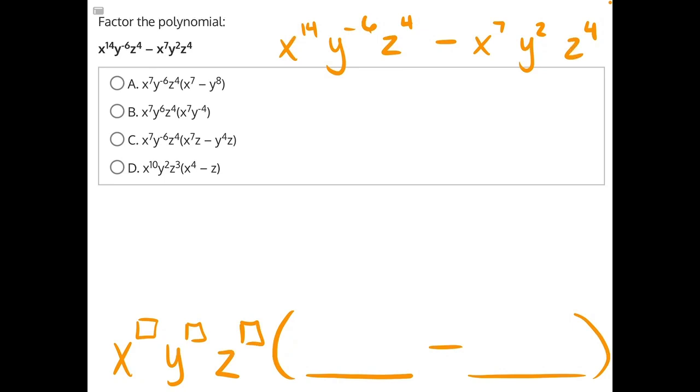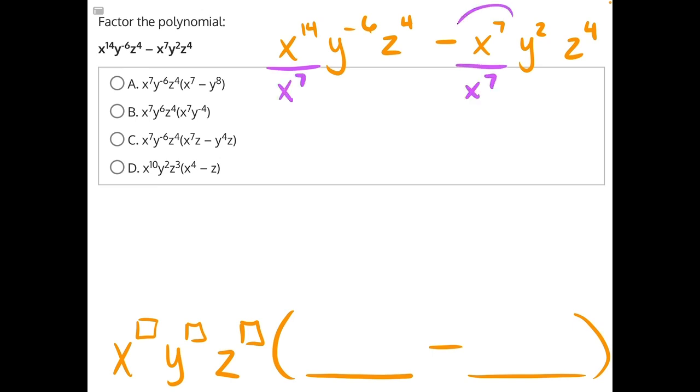To solve this question, we're going to need to find the greatest common factor between our x variables, our y variables, and our z variables, all of our like terms. Let's start with the x variables. The greatest common factor between x to the 14th and x to the 7 is going to be x to the 7. So to factor that out, we need to divide both of our variables by x to the 7.